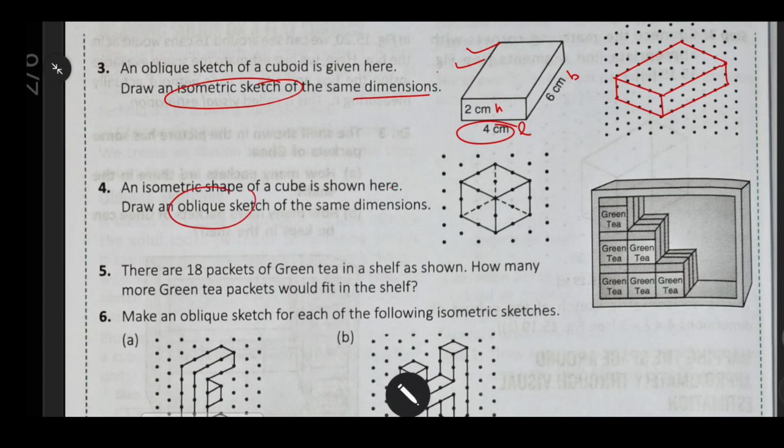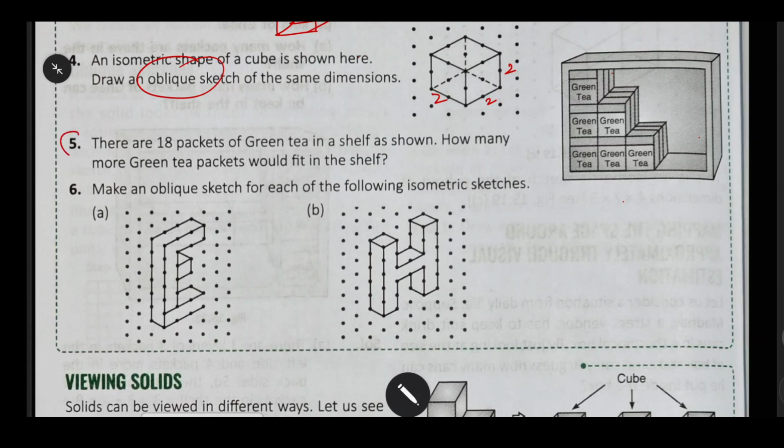Draw the oblique sketch of the same dimension. You have to take the graph paper and draw like this. Make a square, again a square here, and join it like this on graph paper. But before that, you have to take the measurements. Here is 1, here is the 2 units, 2 units, 2 units. So length, width and height should be 2 units. Your next question is question number 5.